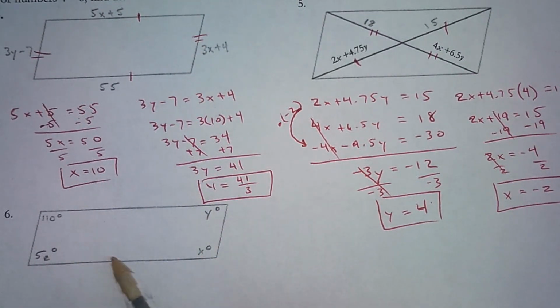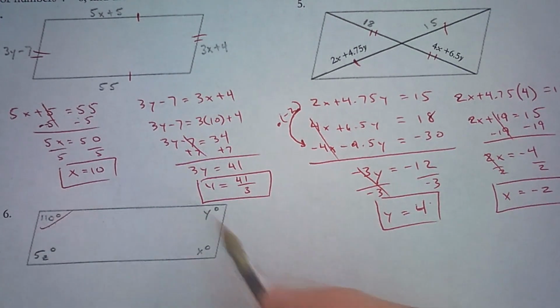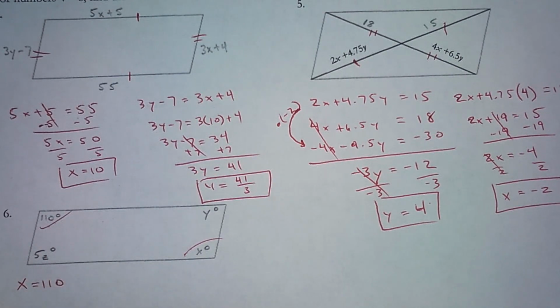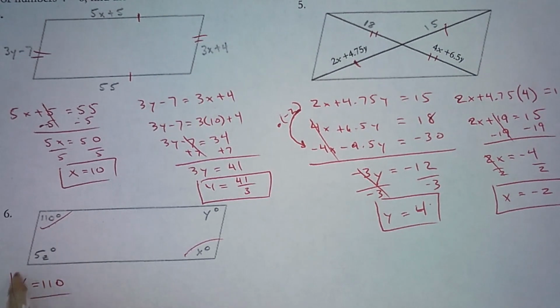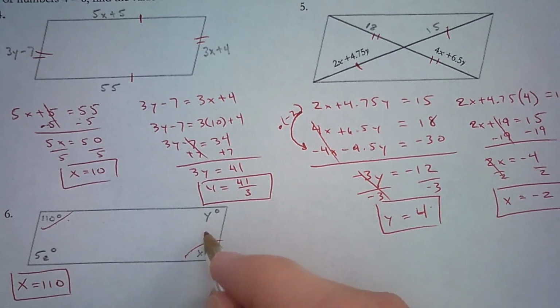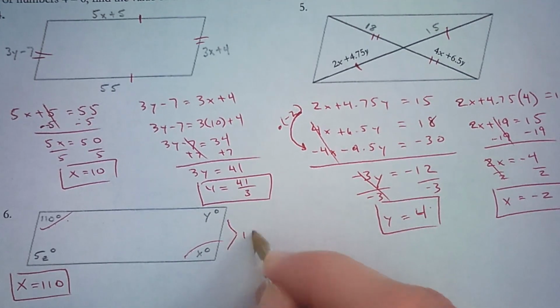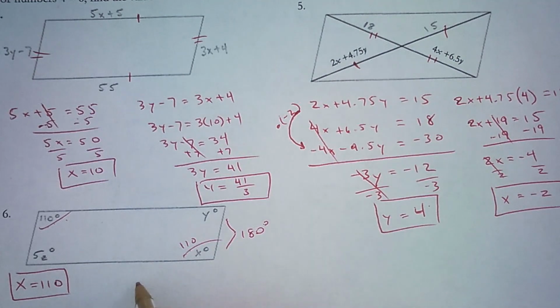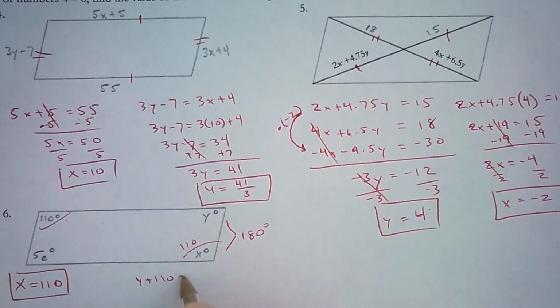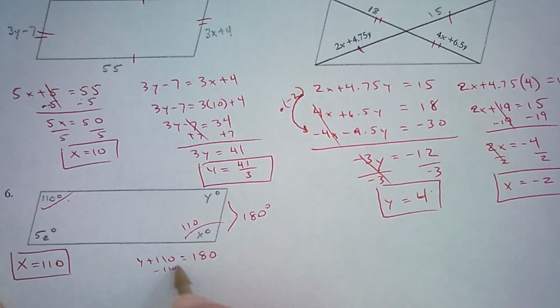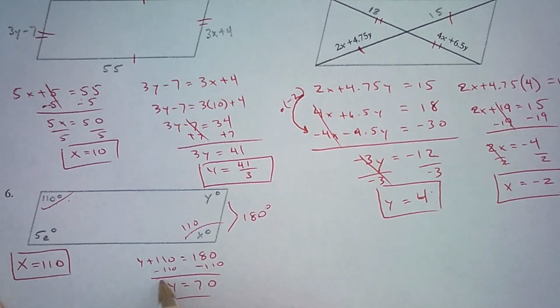And our last one in this section here, I know that opposite angles of a parallelogram are congruent, so I know x is 110. I know that consecutive angles of a parallelogram are supplementary, so I know these must add up to 180 degrees. So I've got 110 here, so I know that y plus 110 equals 180. And when I subtract 110, I get y is 70.